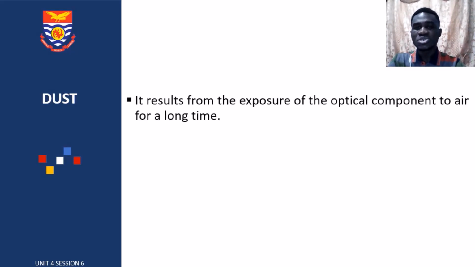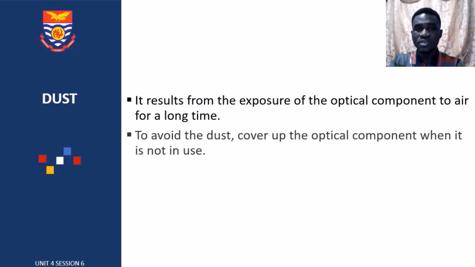One of the common causes of unsatisfactory performance of optical components like the lenses, the mirrors, the prisms is dust. This results from exposure of the component to air for a longer period of time. To avoid dust, we must cover the optical component when it is not in use. Lenses should always be in their slots, and the rectangular prisms should be in their packages or boxes, covered with the various materials when they are not in use.